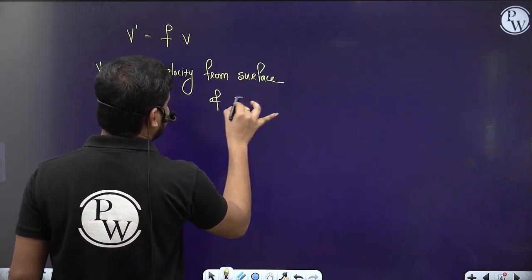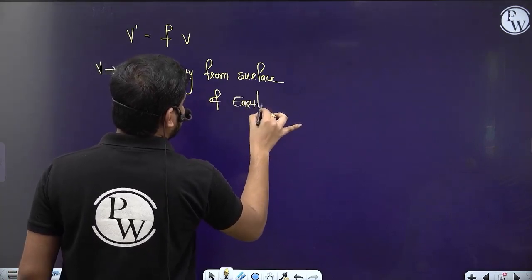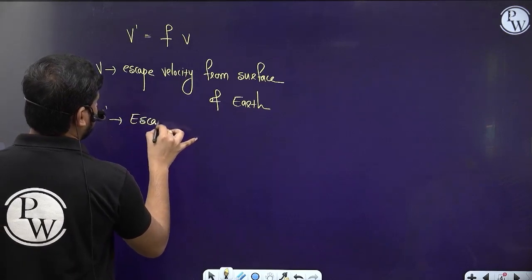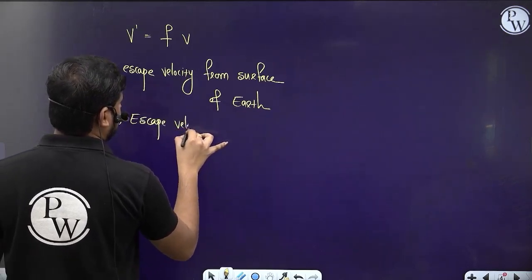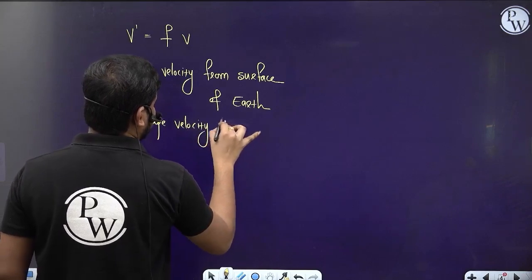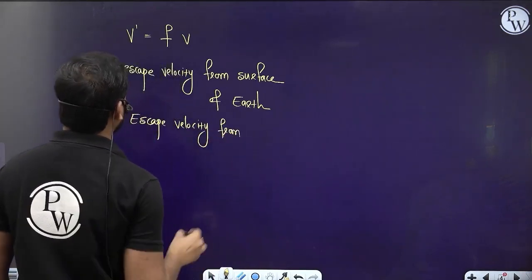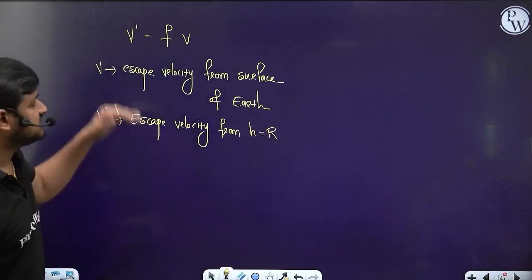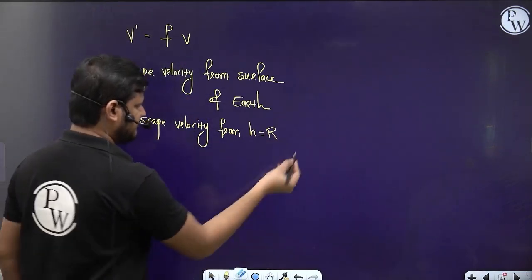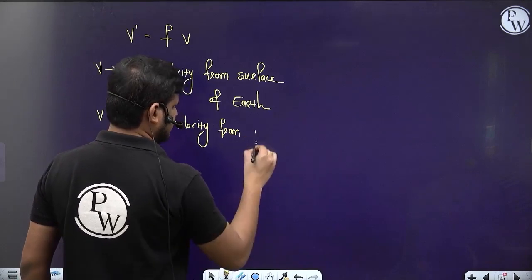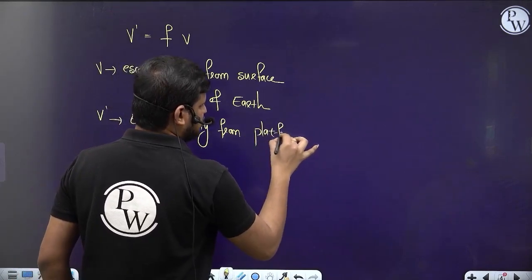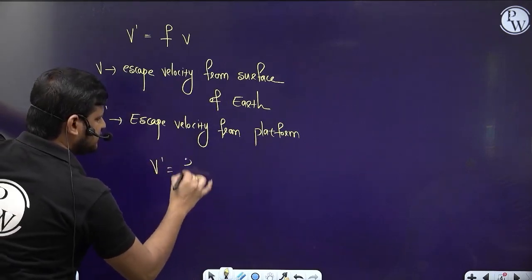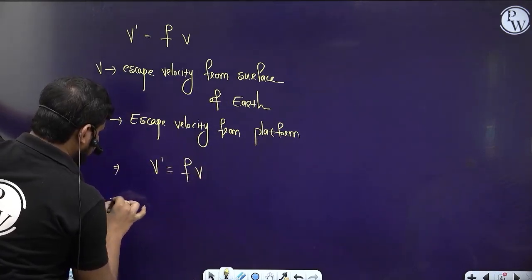Escape velocity from the surface of the earth, whereas v dash is the escape velocity from h equals r, right? So from the platform. This value they gave in the question, so that v dash is equal to f into v. So we already calculated what this v dash is.